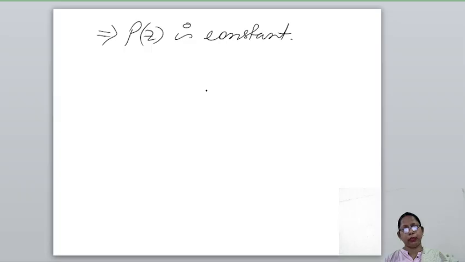That is, every polynomial of degree n greater than or equal to 1 has a root. With that, I would like to conclude. Remaining will be in the next lecture.